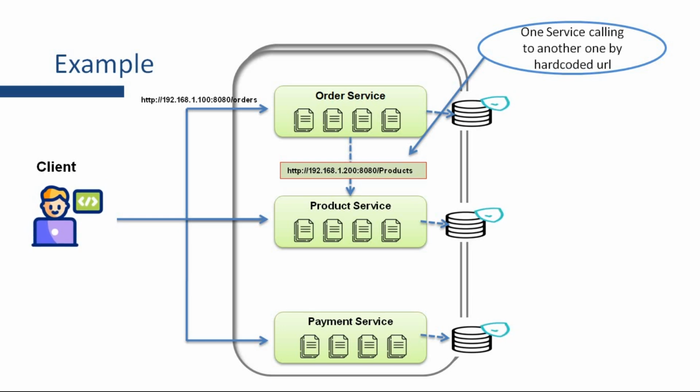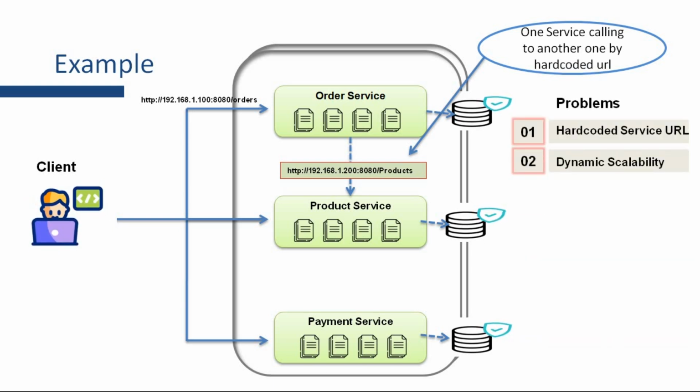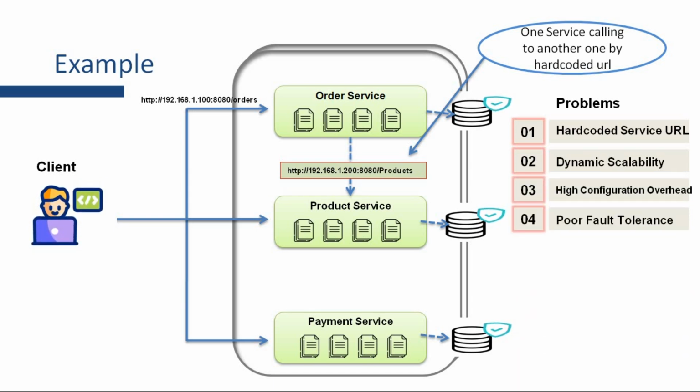The same issue applies when one service needs to call another. For example, if service A wants to send a request to service B, the developer has to manually hardcode the full URL of service B inside service A's code. This tight coupling introduces several problems. For example: 1. Hard-coded service locations, 2. Lack of dynamic scalability, 3. High configuration overhead, 4. Poor fault tolerance. We'll discuss these problems in the next slide, but for now just keep note of these 4 points.